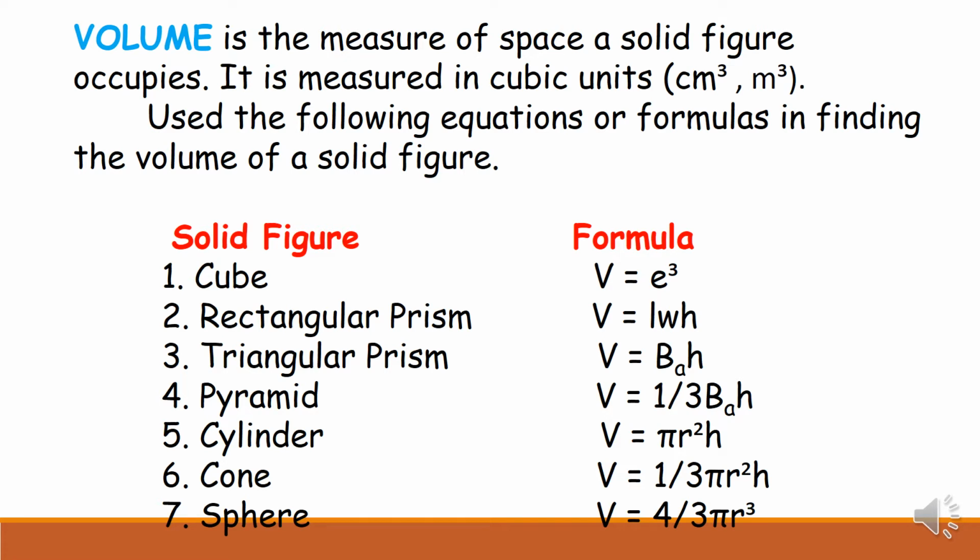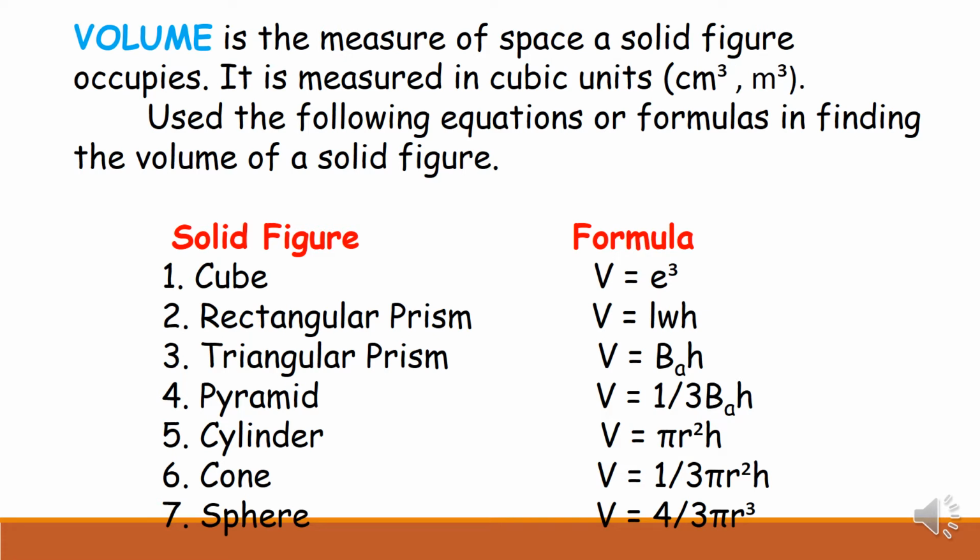We have here our formulas in finding the volume of a solid figure. Solid figure number 1 is the cube. The formula is volume is equal to e cubed. Rectangular prism: the volume is equal to length times width times height. For the triangular prism, volume is equal to area of the base times height. Pyramid: volume is equal to 1/3 times the area of the base times height.